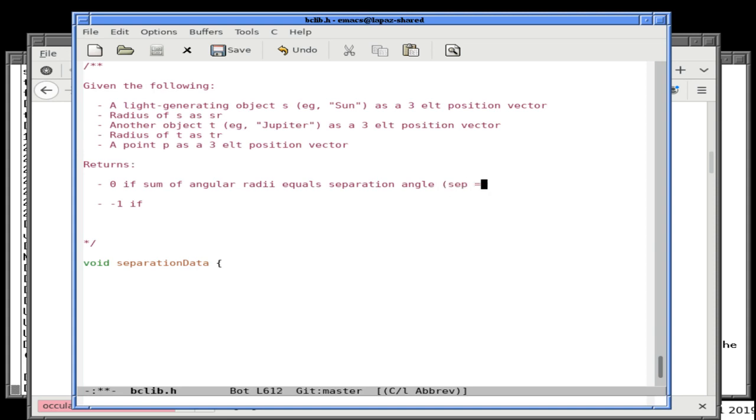Sep equal. Sep equal. I guess we don't even have names for these suckers yet. Angular radius 1 plus angular radius 2, I guess. I don't know if I want to say that. S angular radius plus T, that's really ugly.